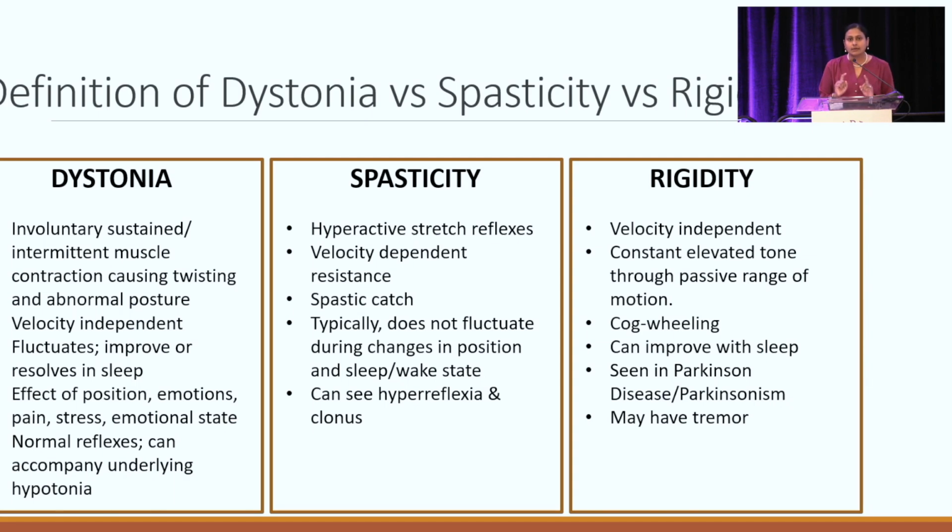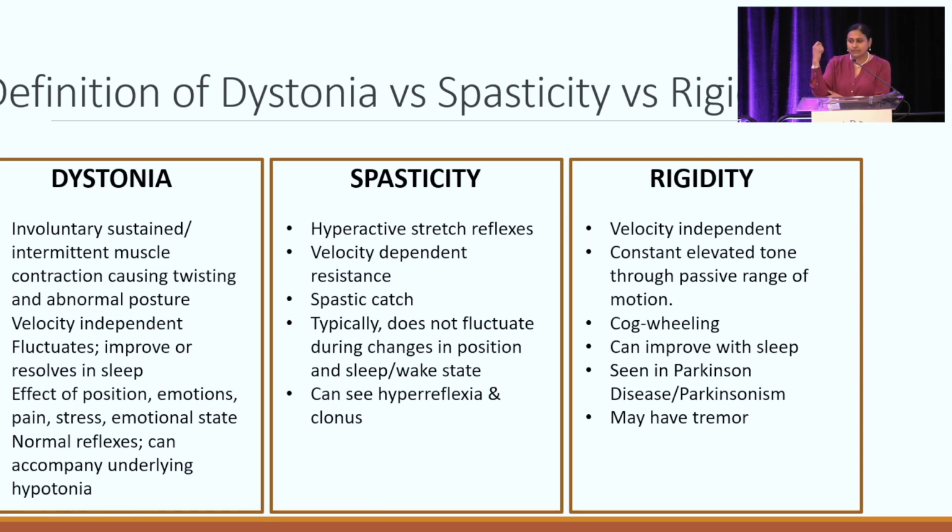And then lastly, I wanted to talk about rigidity, really in terms of Parkinsonism. But rigidity isn't necessarily something that you may notice in the beginning, but could be a feature that you notice later on in the progression in the NBIA disorders. And so like dystonia, it is velocity independent.